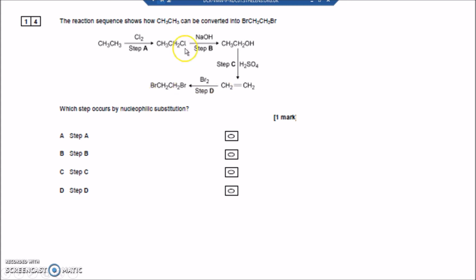So which one's nucleophilic substitution? This one here is nucleophilic substitution. Incidentally, it'll be in cold water, otherwise it would be elimination and it would form ethene, but we've got nucleophilic substitution of the Cl.